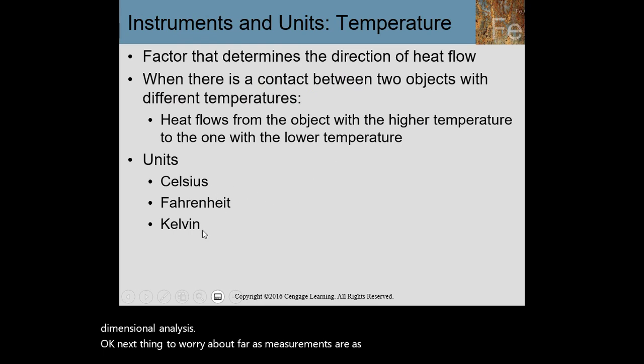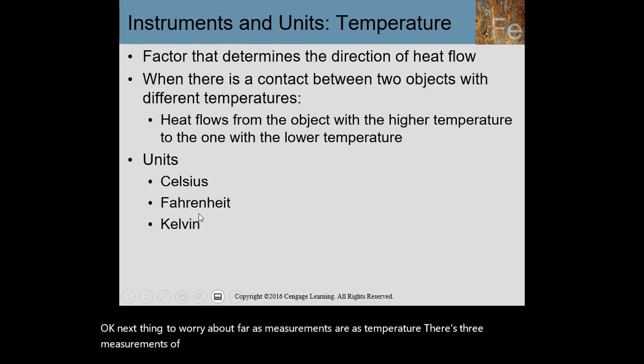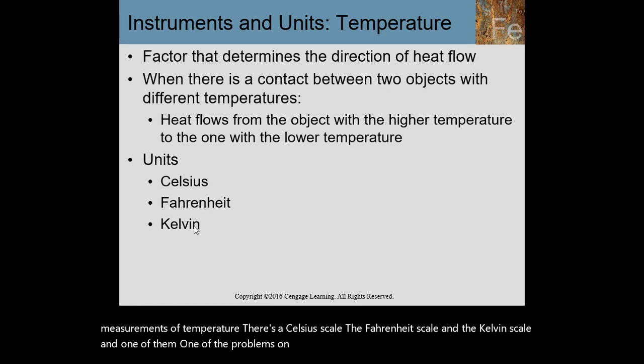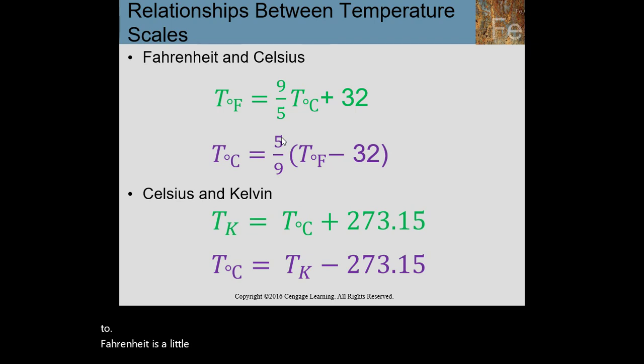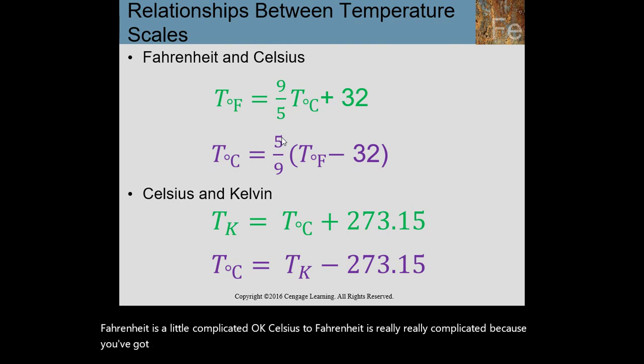Okay, next thing to worry about as far as measurements is temperature. There's three measurements of temperature. There's the Celsius scale, the Fahrenheit scale, and the Kelvin scale. And on one of the problems on the diagnostic, they had you kind of convert between the three. So how would you do that? Well, first off, the conversion to go from Celsius to Fahrenheit is a little complicated. Celsius to Fahrenheit is really complicated because you've got some weird conversions in there, 9/5 or 5/9. And no matter what, do you add the 32 or do you subtract it?